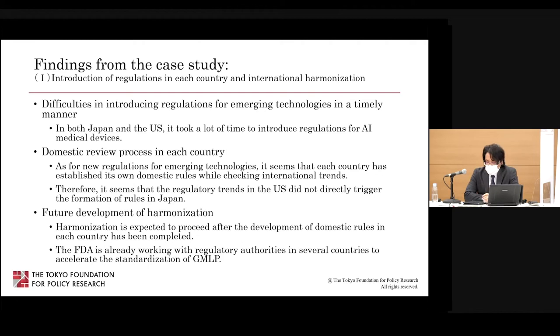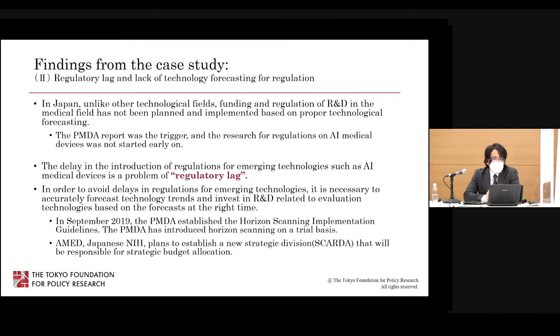So the second finding is regulatory lag and lack of forecasting. In Japan, unlike other technological fields, including nanomaterials, funding and regulation of R&D in the medical field has not been planned and implemented based on proper technological forecasting, for example, horizon scanning and other forecasting tools. The PMDA report was the trigger, and research for regulation on AI medical devices was not started early on.